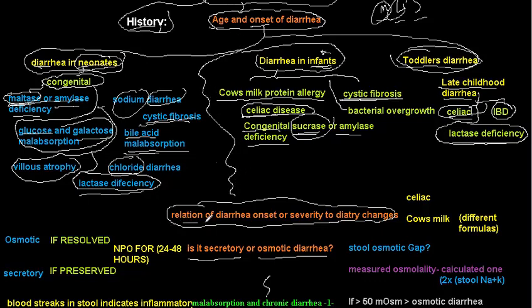Relation of diarrhea onset or severity to dietary changes. Did you use some new type of food? Did you change the milk that the child takes? Why? Because we have cow's milk allergy, as I told you. It's allergy to different formulas of milk, allergy to some proteins in the milk.